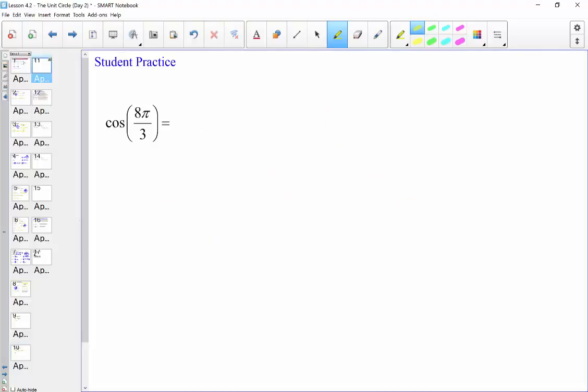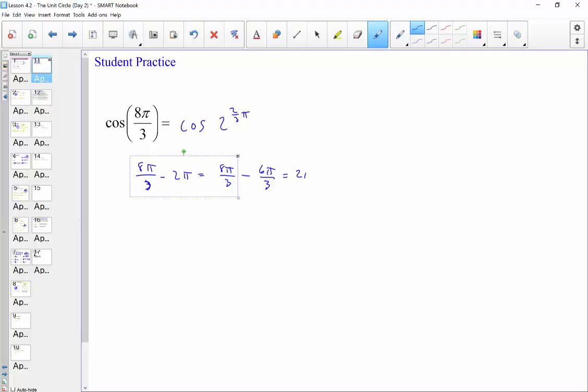Now go ahead and pause the video and try this problem on your own. We're given the cosine of 8 pi over 3, so we could rewrite this using a mixed fraction as the cosine of 2 and 2/3 pi. So if we subtract 2 pi from 8 pi over 3, 8 pi over 3 minus 6 pi over 3, using a common denominator of 3, we're left with 2 pi over 3, which is what we would expect from our mixed fraction up here.